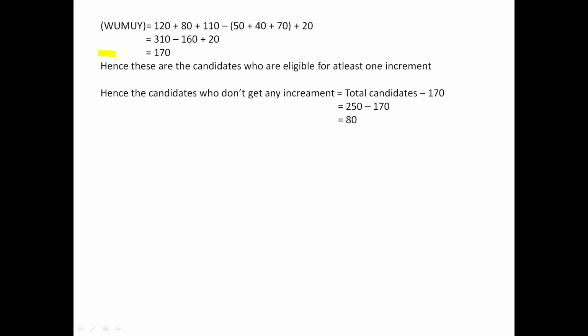So what is this union? Union of W, M and Y. These are the candidates who are eligible for at least one increment. But what are we supposed to find out? We have to find out the candidates who don't get any type of increment. So how can it be found? It can be found by subtracting the 170 candidates from the total number of candidates. So we take 250 minus 170 is equal to 80. So the total number of candidates who don't get any type of increment is 80.